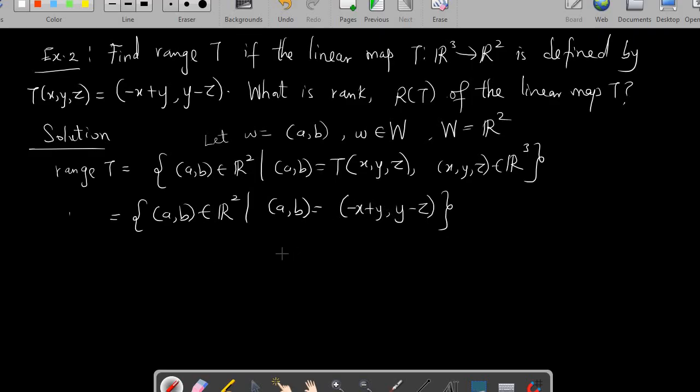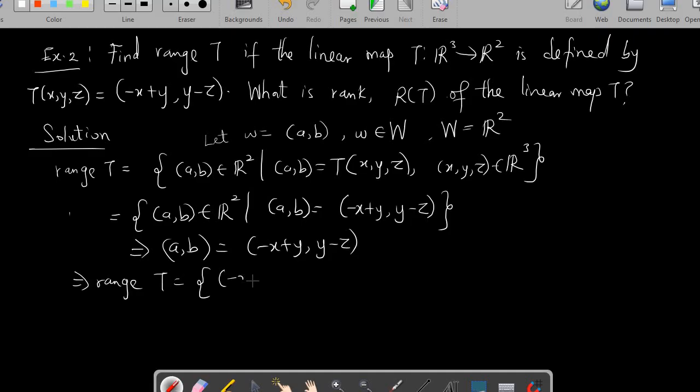Okay, so you have this, and this implies that your (a, b), as you can see obviously, is −x + y and y − z, right? So it implies that our range of T is equal to (−x + y, y − z). Okay, so this is our range, of course, which is an element of R2.